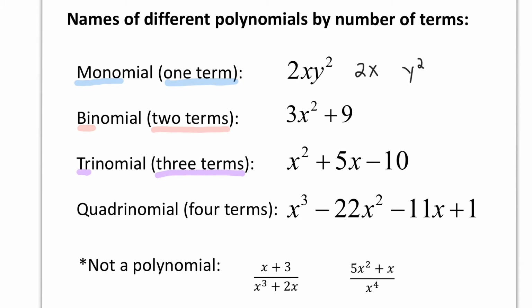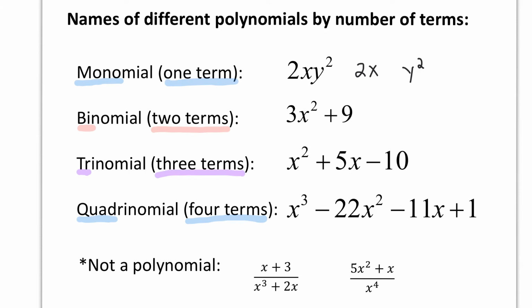We also have a quadrinomial, and you see the root word quad right here, which means 4 terms. And what does it look like? Well, you have an x cubed minus 22x squared minus 11x plus 1. 1 term, 2 terms, 3 terms, and 4 terms. So look at that quadrinomial.